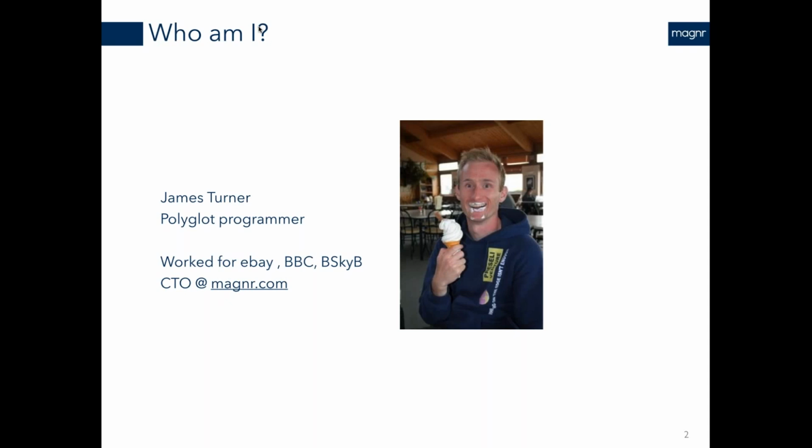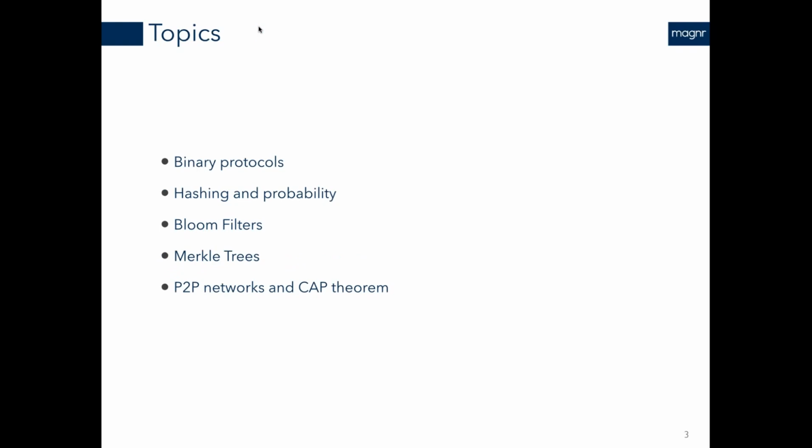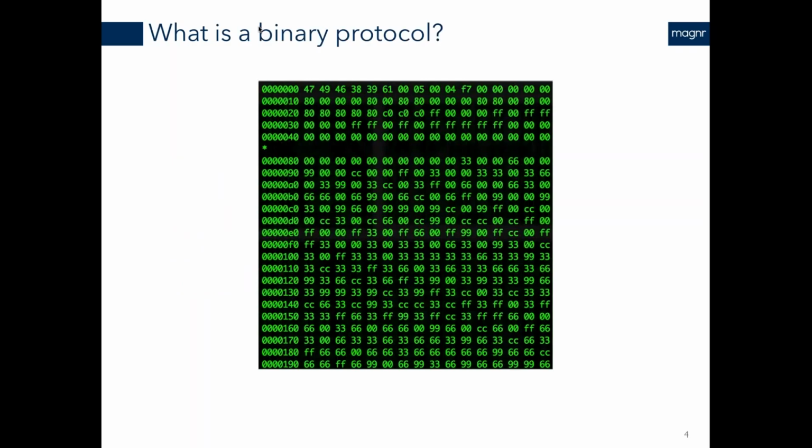So enough about me. Let's look at the topics that I'm going to walk through today. So there are 5 topics on the agenda. There are binary protocols, hashing and probability, Bloom filters, Merkle trees, and peer-to-peer networks and CAP theorem. So I will start by talking a little bit about binary protocol.